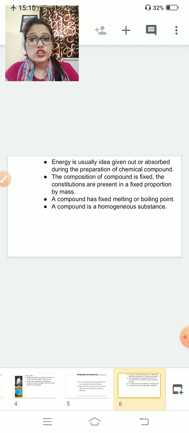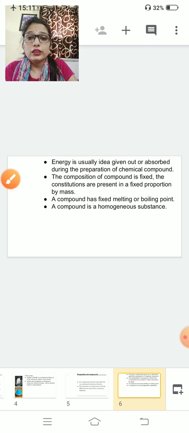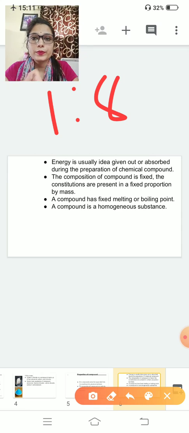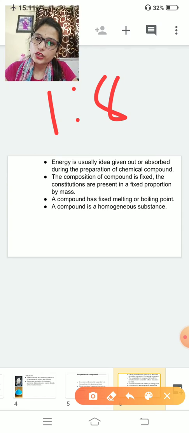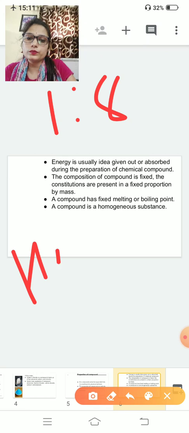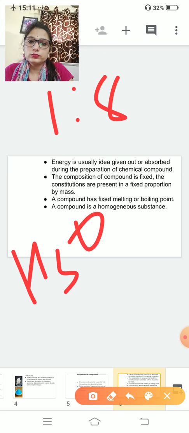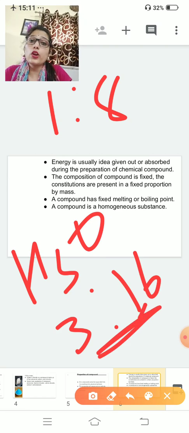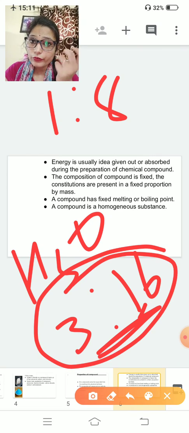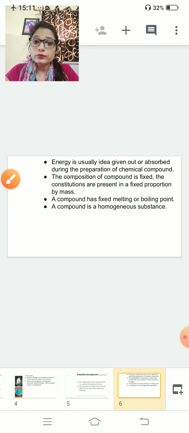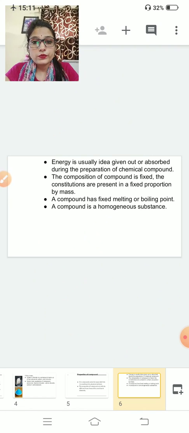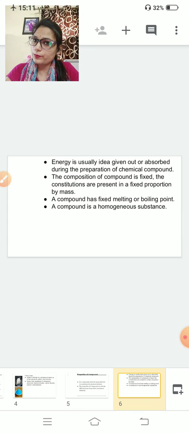Next, the composition of a compound is fixed. I already told you that you can't change the composition. If you want to prepare water, the ratio is fixed, 1:8. You can't change the ratio. If you change the ratio, like H2O2, here 2:32, it will not form water. It will form hydrogen peroxide. Clear? The composition of a compound is fixed. The constituents are present in a fixed proportion by mass. I think this point is very clear to you.